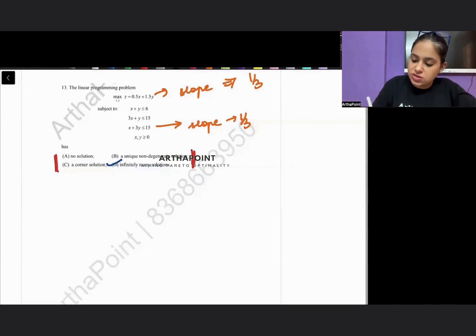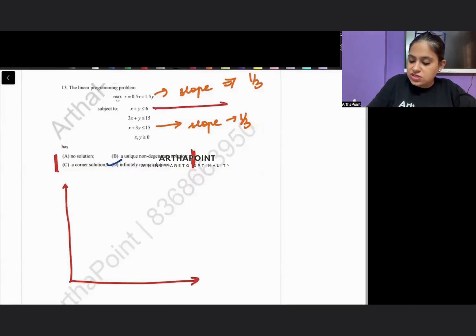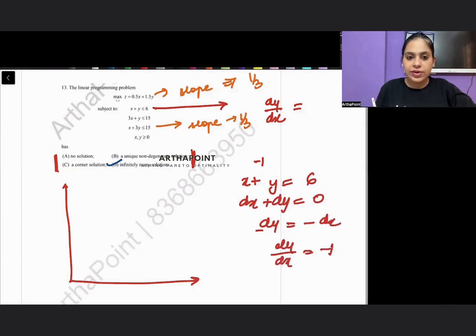So what I'm going to do is, you need to understand here that the slope of this function, if I find dy by dx, is going to be minus 1, right? So I can take this as x plus y is equal to 6. So dx plus dy is equal to 0. So dy will be minus dx. So dy by dx will be minus 1, right? So if I plot this function, I will have 6 here and 6 here, but its slope will be minus 1.